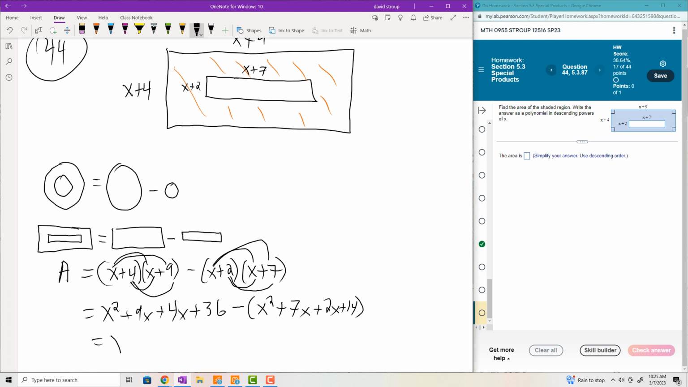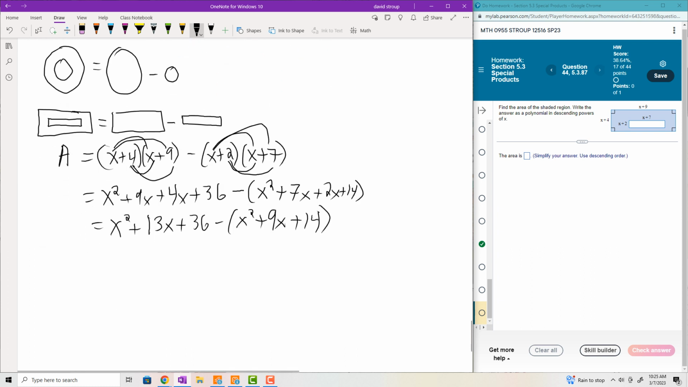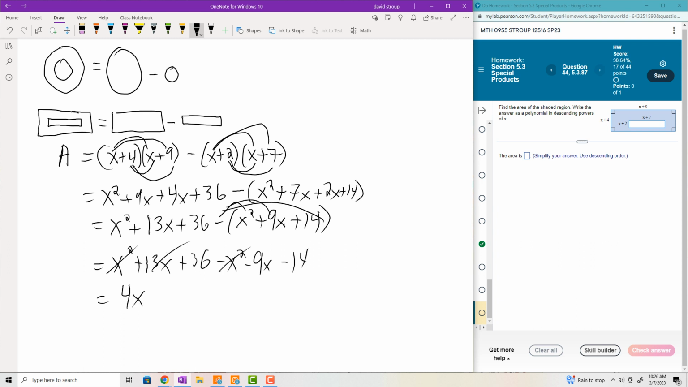Okay, I'll simplify that a little before I distribute. 9 plus 4 is 13x's, plus 36, and then minus x squared, 7 plus 2 is 9x, and then plus 14. Okay. And now I'm going to go ahead and finally distribute. So I have x squared plus 13x plus 36 minus x squared minus 9x minus 14. So I'm just distributing to every term. And then I can combine like terms. So the x squares will cancel. Then I have 13 minus 9 is 4x. And then 36 minus 14, I believe, is 22.